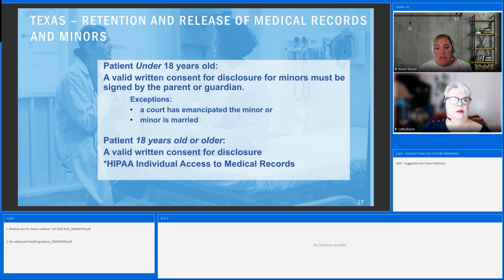And as Kathy was mentioning, a patient 18 years or older would be that adult now. Their written valid consent for disclosure is needed to meet the HIPAA individual access for medical records. It would be that 18-year-old or older at that point who would need to consent for the disclosure, or the release, of their medical records.